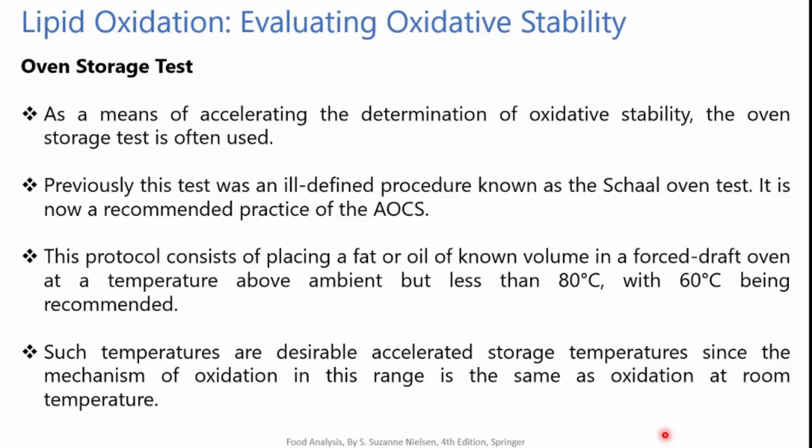This protocol consists of placing a fat or oil of known volume in a forced draft oven at a temperature above ambient temperature, but usually less than 80 degrees Celsius. 60 degrees Celsius is generally recommended. Such temperatures are desirable accelerated storage temperatures, since the mechanism of oxidation in this range is the same as the oxidation at room temperature.